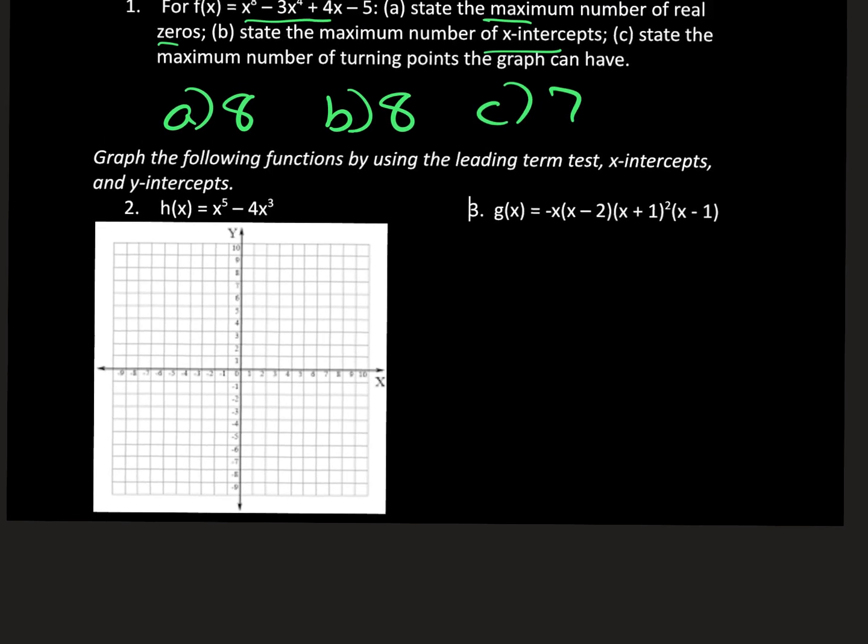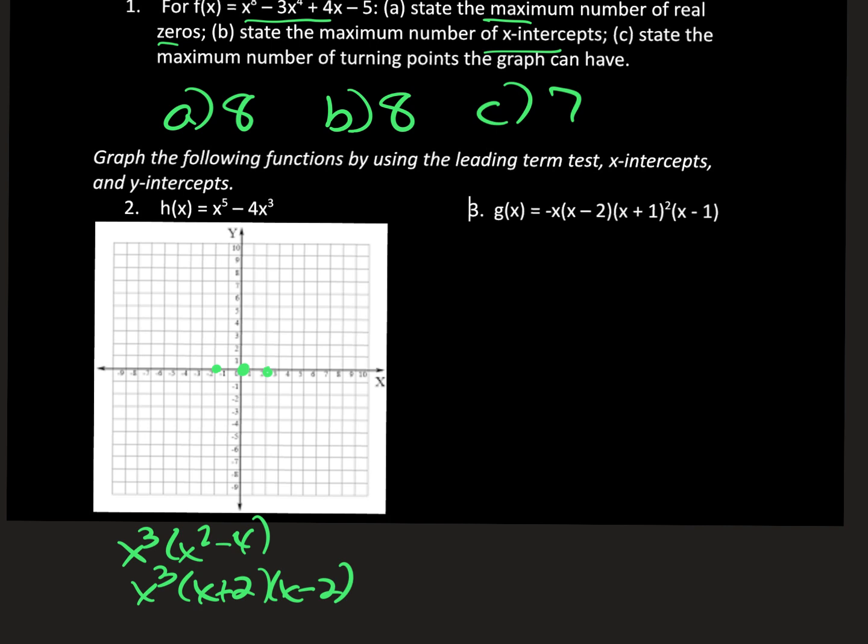Number two, you got to factor number 2 before you can graph it. So if you factor number 2, you can take out an x cubed. That leaves x squared minus 4, which you can factor some more. X squared minus 4 is x plus 2, x minus 2. So you can put your zeros at positive 2, negative 2, and 0.